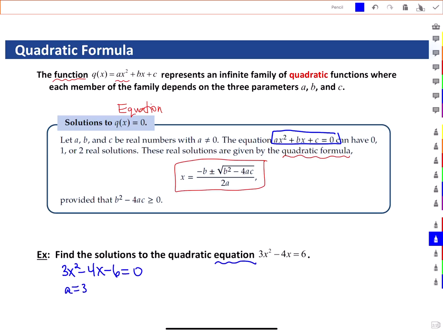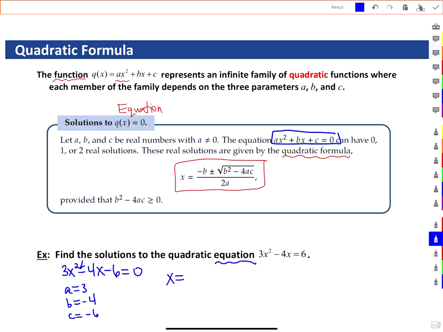So a is 3, the coefficient of x squared. b is negative 4. You notice there's a negative in here, the coefficient of the x. And c is your constant term, negative 6. All right, let's plug those into our quadratic formula.